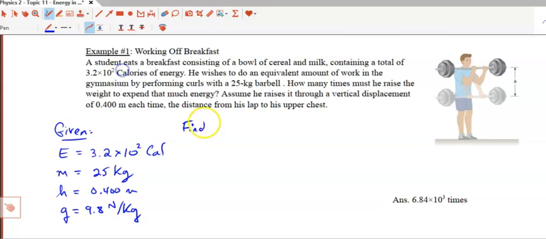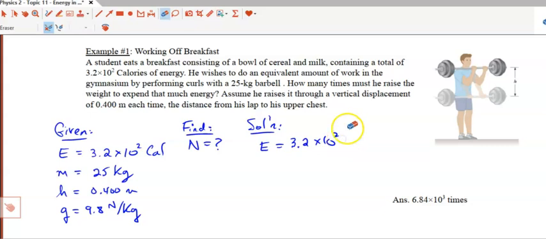So what we're trying to find is the number of times he raises this, I'll just call it N. So this question is really getting you used to converting units. We have to convert the 3.2 times 10 to the power 2 calories, that's a food calorie here, to joules, because we have mass in kilograms and height in meters and gravity in newtons per kilogram, so that's going to be calculated in joules. So we need to convert food calories into joules of energy.